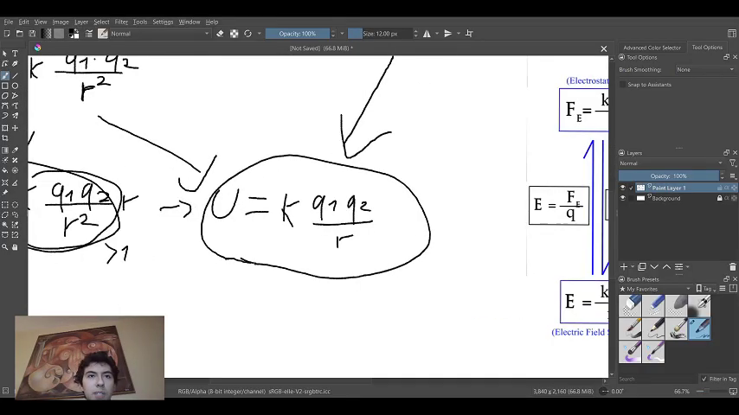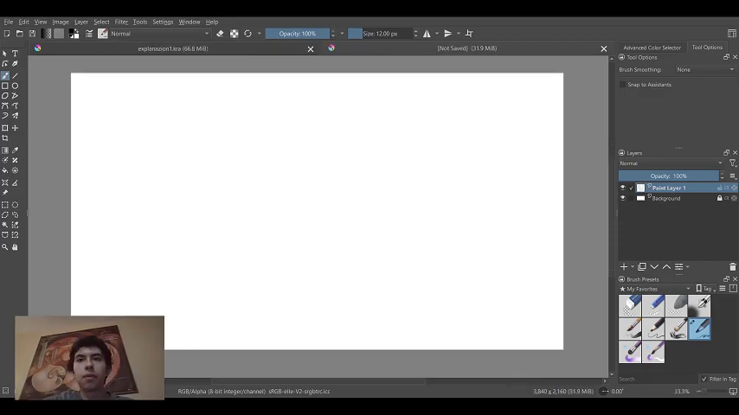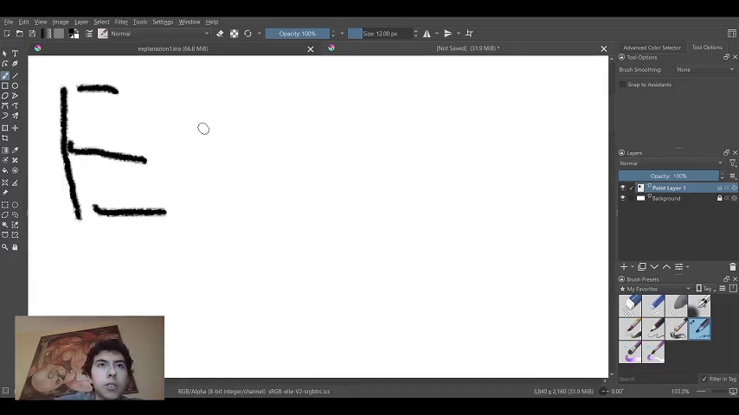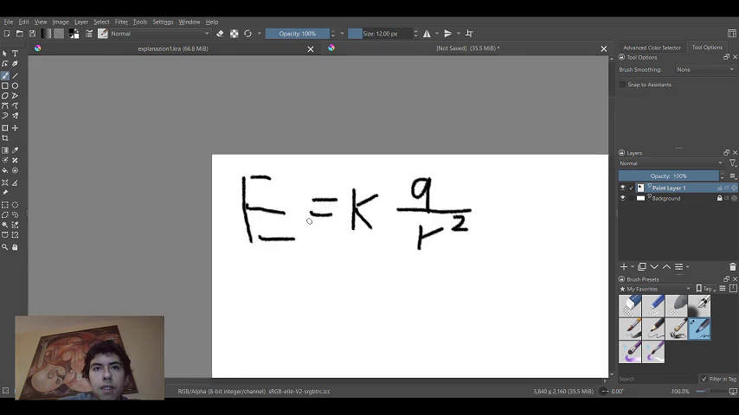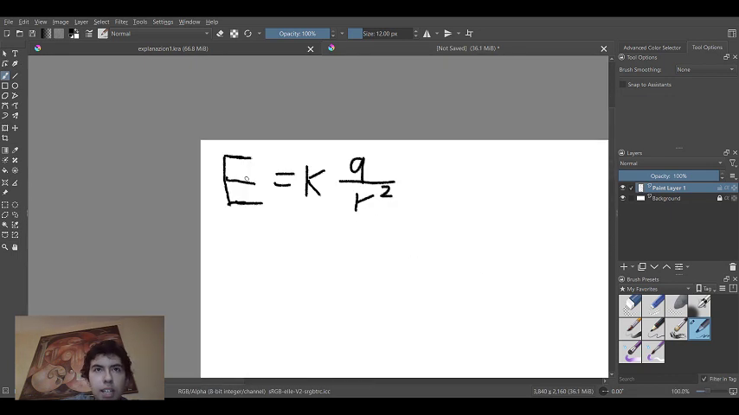Now I'm going to explain Gauss's law and capacitors and all of that stuff. Yay! Alright, now to explain Gauss's law. We have the E is equal to, as we have already established, the constant K Q over R squared. That's our electric potential. What does Gauss's law indicate?